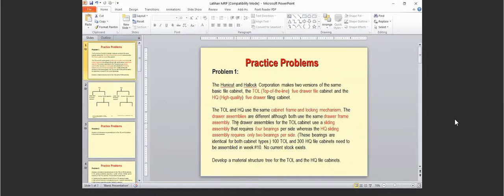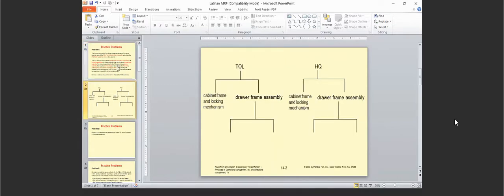So we have here the drawer assembly for the tool cabinet uses a sliding assembly that requires 4 bearings per side, whereas the HQ sliding assembly requires only 2 bearings per side. So these bearings are identical for both cabinet types. So we knew that the drawer assembly has 2 components: the sliding assembly with 4 bearings and the HQ sliding assembly requiring only 2 bearings per side. So we have sliding assembly here.